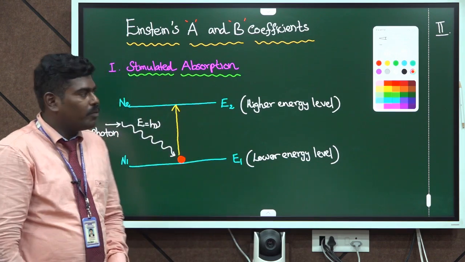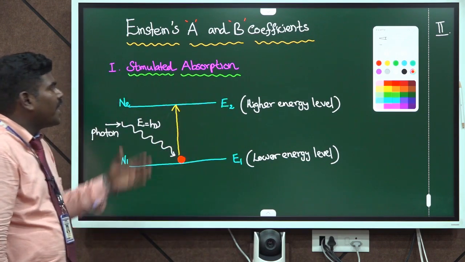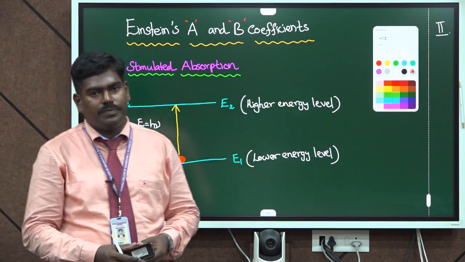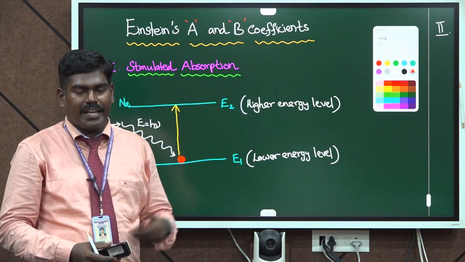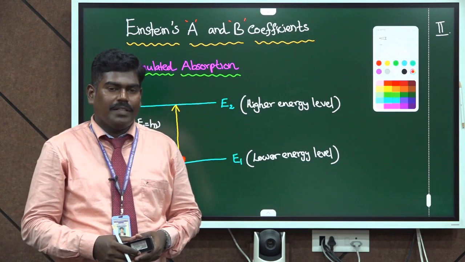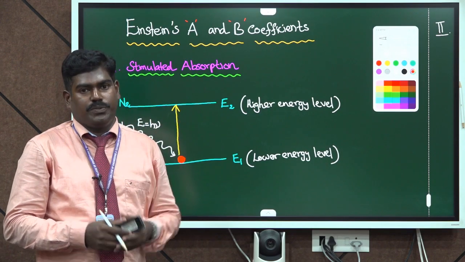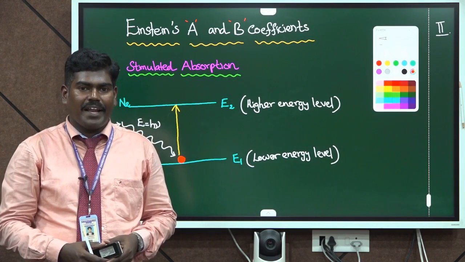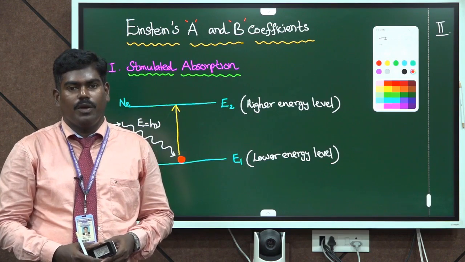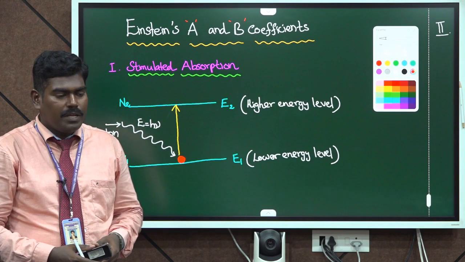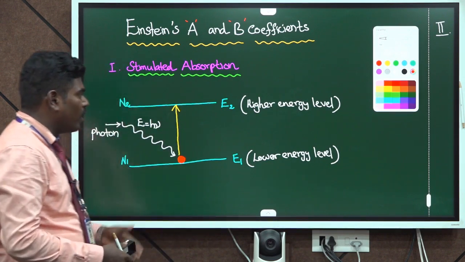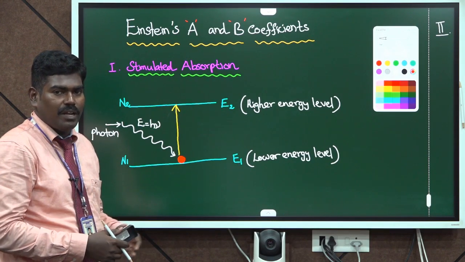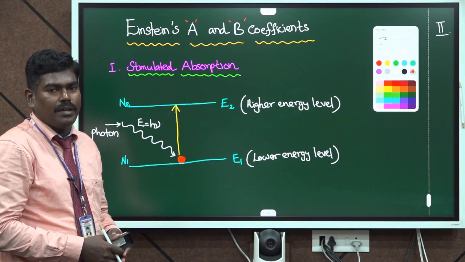In this video, I am going to discuss Einstein A and B coefficients. We know that when an atom absorbs an external photon, the atom goes to an excited state, and during the transition from a higher energy level to a lower energy level, it emits light radiation. So these are the three processes involved in laser action: stimulated absorption, spontaneous emission and stimulated emission.